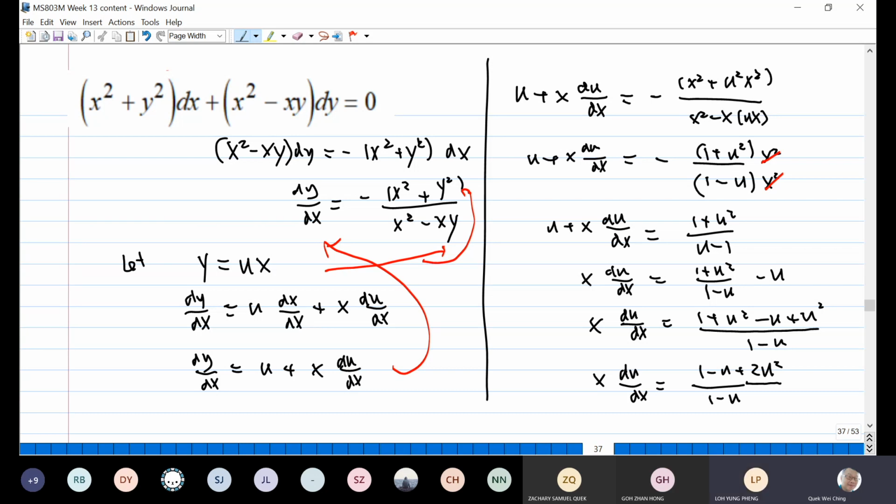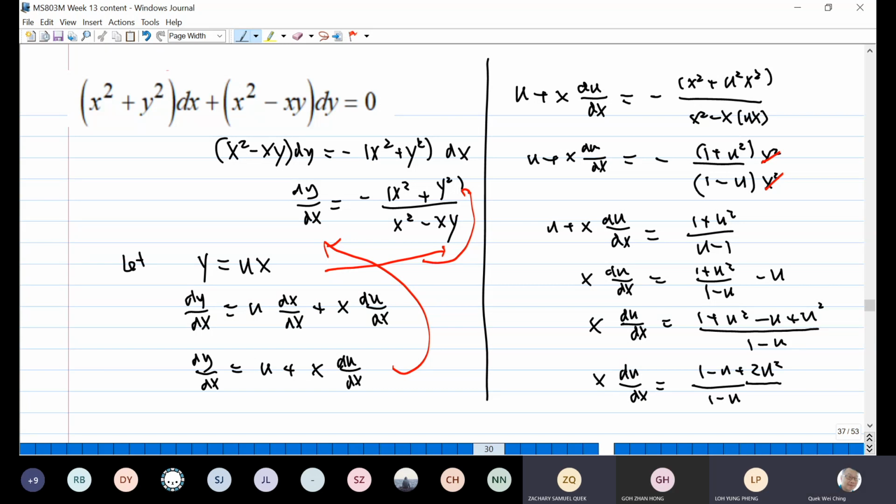No, I think you legit made a mistake. Okay, let's check again. From the third statement, you write u minus 1, right? Then you change the fourth statement to 1 minus u already. 1 plus u square over 1 minus u, right? Then minus u becomes minus u plus u square, right? I think it should remain as u minus 1. No, because in the fourth step, the negative is the denominator. Negative becomes negative 1 minus u, which equals u minus 1, I think.